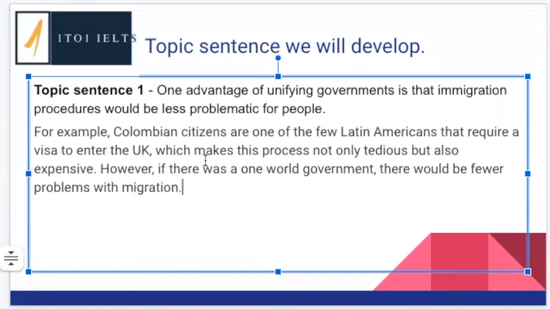Okay. So now this example is much better. If we look at this, we've shown that there is a problem for these very specific people, the Colombians. The Colombians are one of the few Latin Americans that require a visa, which makes the process not only tedious but expensive. However, now bringing it back to what we're talking about, having one government: however, if there was a one world government, there would be fewer problems with migration. We fixed it. So that works. And Nabila was saying, let's see, but we will use however in the next sentence.